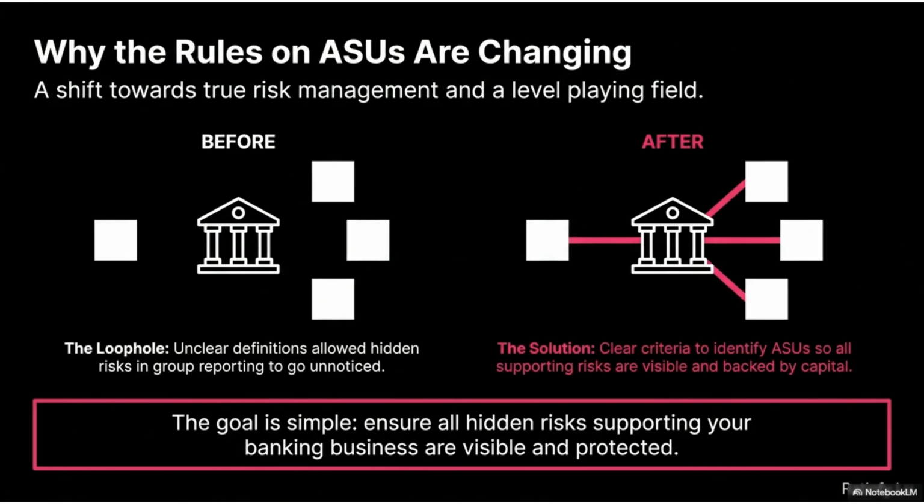Why are the rules changing? Previously, unclear definitions left risks hidden in group reporting. Now, the goal is to identify all supporting risks so they are visible and adequately protected.